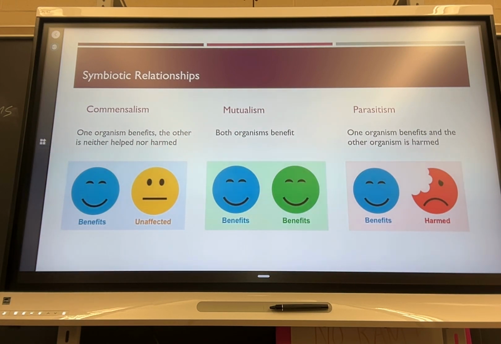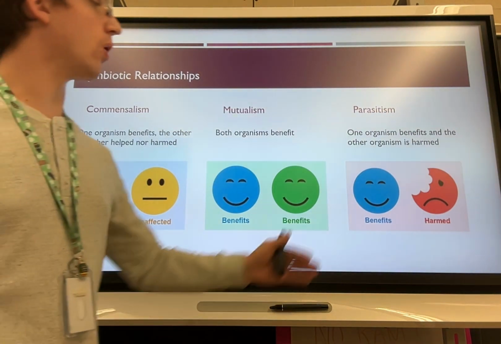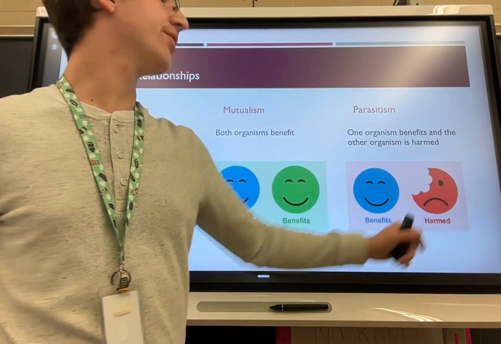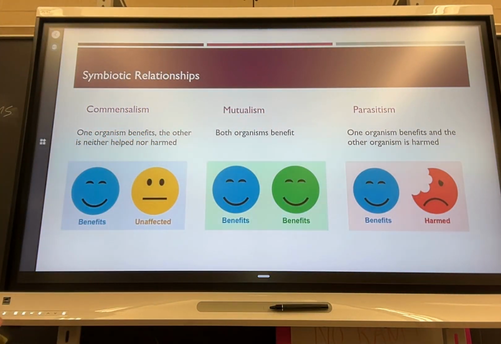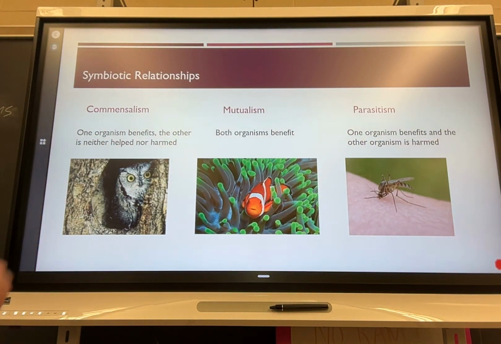Mutualism, both sides are going to be benefiting. This is a win-win for both sides. Parasitism, kind of like predation, we've got one organism is going to benefit from it, the other one is going to be harmed from it. If we look at a couple examples, commensalism would be like birds living in trees. The trees don't really care that the bird is there, as long as they're not doing anything to harm the tree, but the bird gets shelter out of it, so it's pretty happy about the exchange.